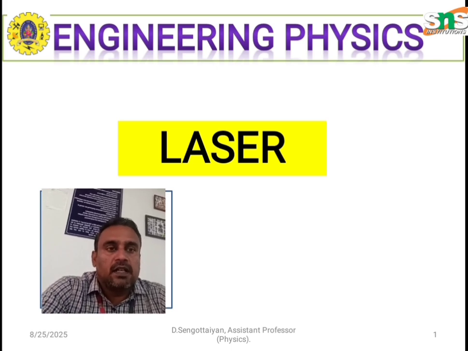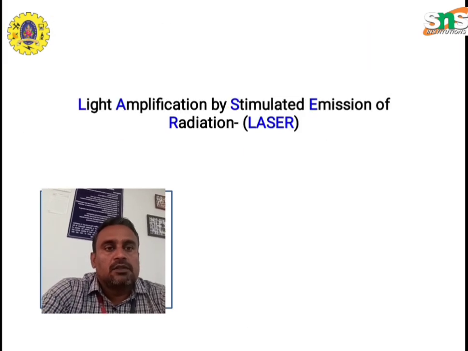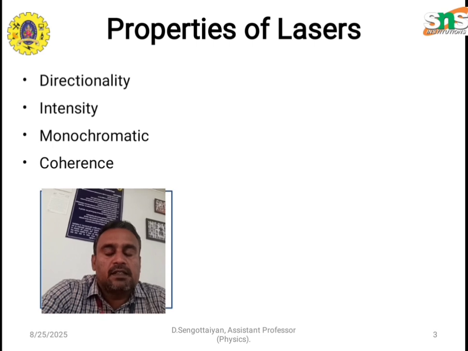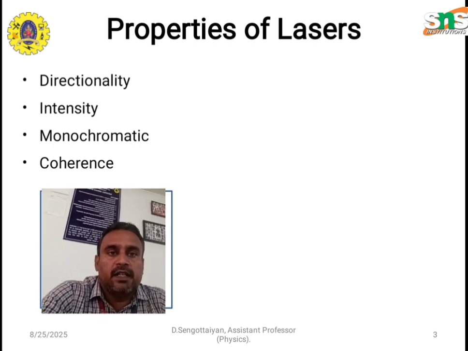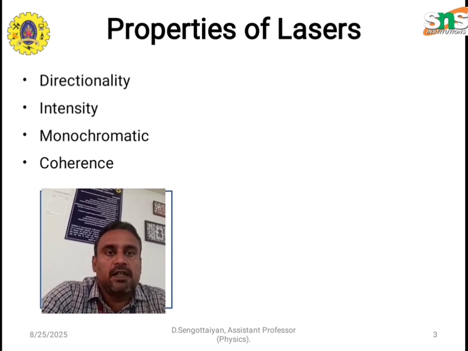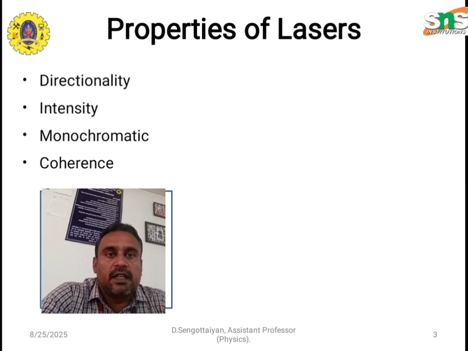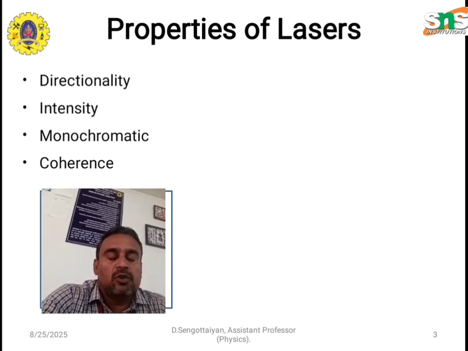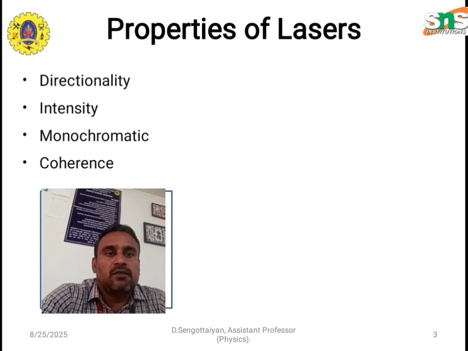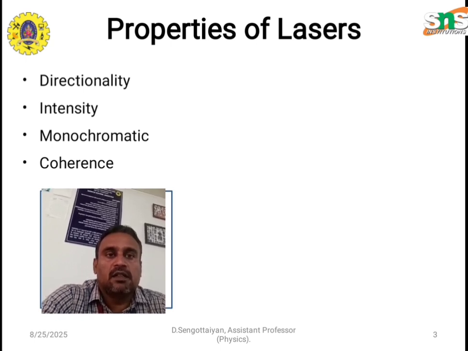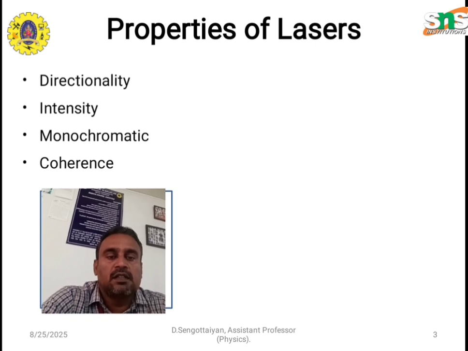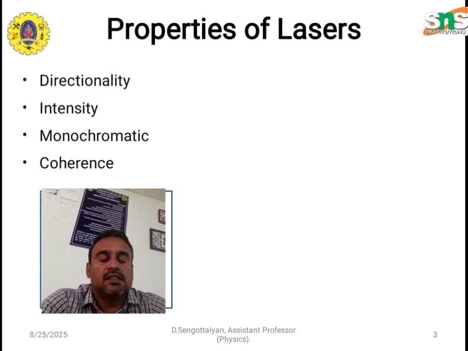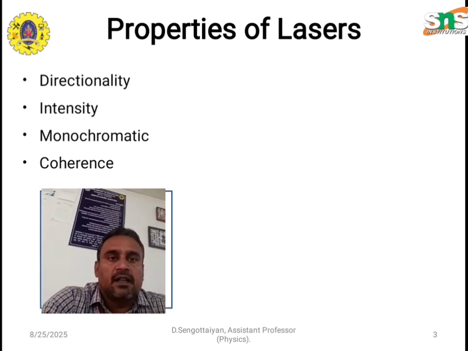Today our topic is laser. Laser means light amplification by stimulated emission of radiation. The properties of laser are high directionality, high intensity, highly monochromatic, and highly coherent. We all know that ordinary light spreads everywhere. That means low directionality, low intensity, polychromatic, and less coherence. But laser light is a high directionality beam.